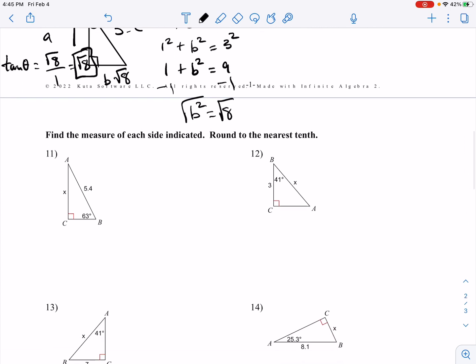Okay, number 11. We're given the hypotenuse. We're looking for the opposite of 63. So I'm going to use sine. Sine is opposite over hypotenuse. So the sine of 63 degrees is equal to x, the opposite, over the hypotenuse, 5.4. X is up high, so we're going to multiply. 5.4 times the sine of 63.